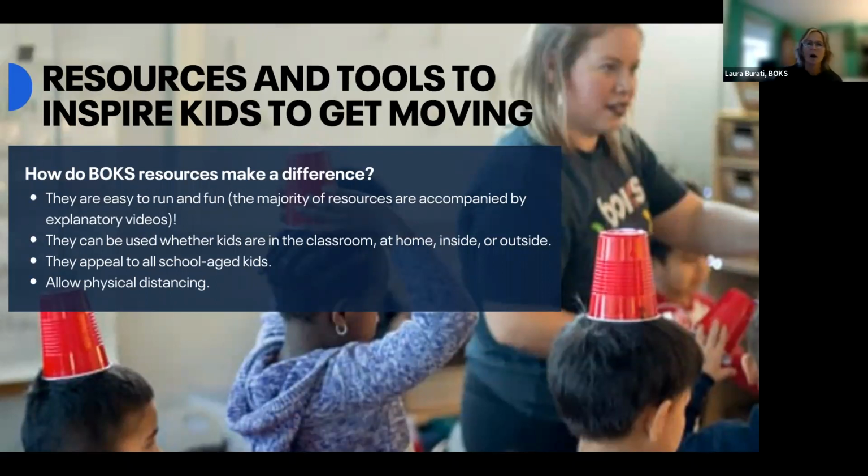So how do we make a difference? Our stuff is really fun. Our activities are meant to be fun, and they're pretty easy to run. So that's why we make the difference. We try to make everything easy for teachers and PE teachers to utilize. Our programming appeals to all school age kids. And they also allow for physical distancing, which was once, well, still is, very much needed, as we all know. So we do have some resources that encourage physical distancing as well. It can be used in the classroom, at home, inside, or outside. So we try to make it easy, and we try to do most of our stuff with very low to no equipment, because we know a lot of schools don't have all the equipment sometimes.